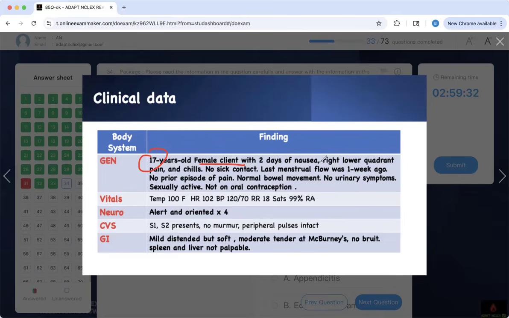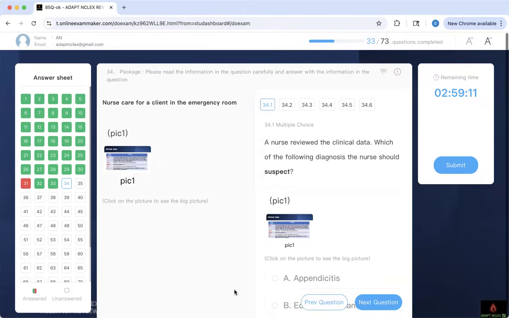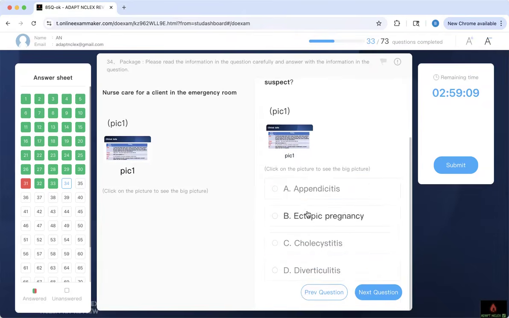17, female, right lower quadrant pain. Here, at the McBurney's point, there's no vaginal discharge, nothing like that. She's sexually active, menses a week ago. McBurney's point tells you this is what? Appendicitis. Now, if you know this is appendicitis, the rest is history.